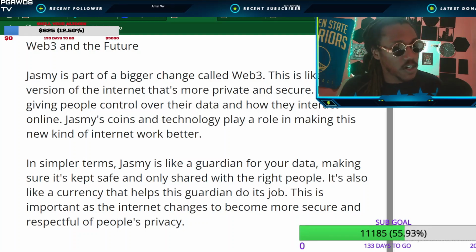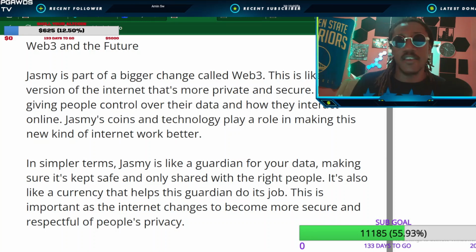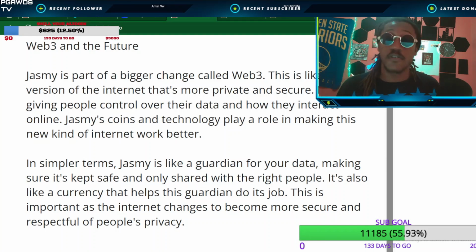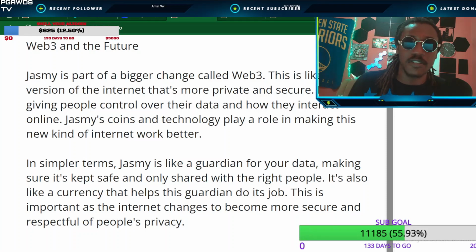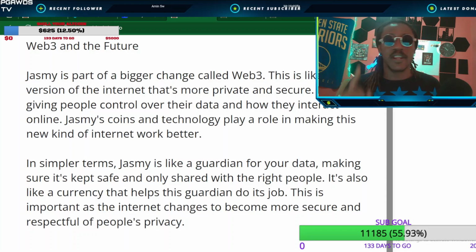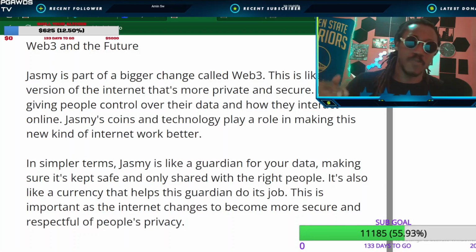In simpler terms, Jasmy is like a guardian for your data, making sure it's kept safe and only shared with the right people. It's also like a currency that helps this guardian do its job. This is important as the internet changes to become more secure and respectful of people's privacy.